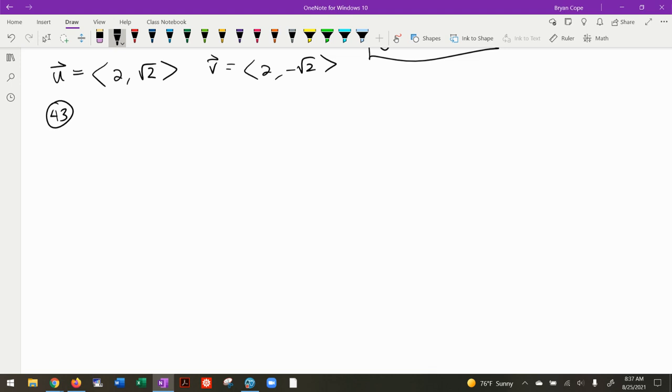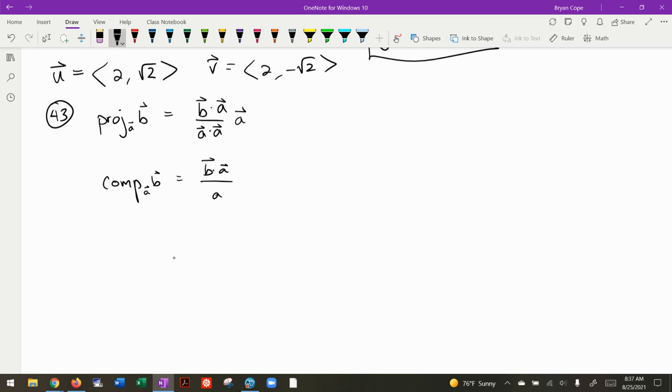All right, so this one says find the scalar and vector projections of B onto A. So we're going to find the projection of B onto A, which is B dot A over A dot A times A. That's the vector projection. Then we're going to find the scalar projection of B onto A, which is B dot A over magnitude of A.